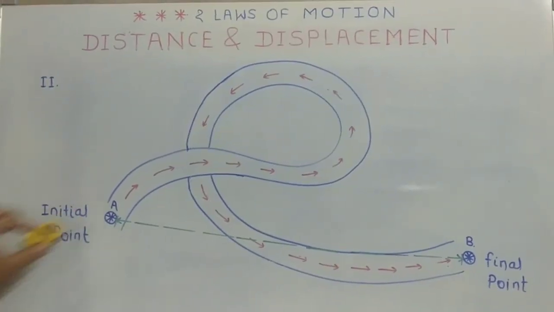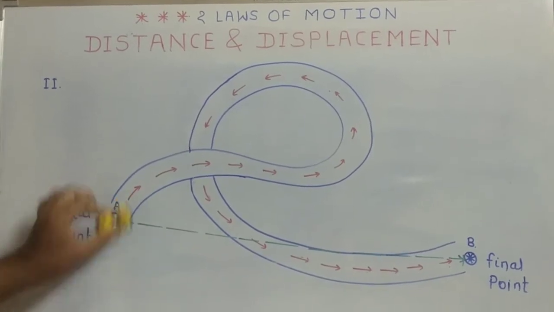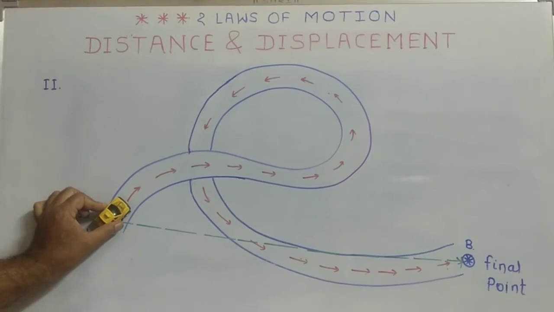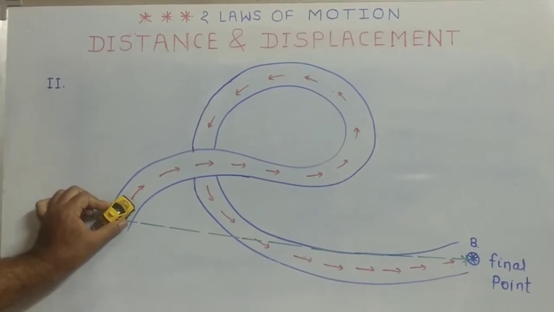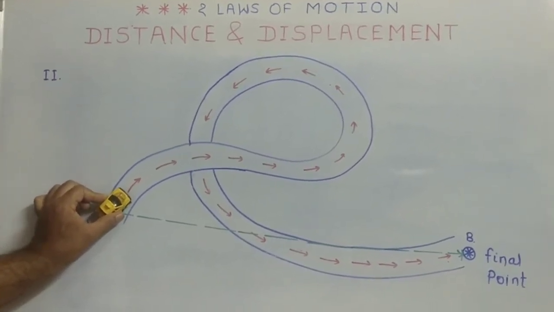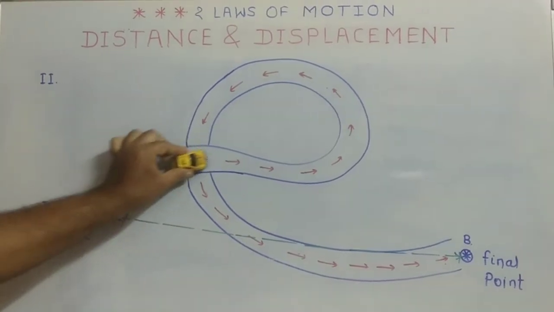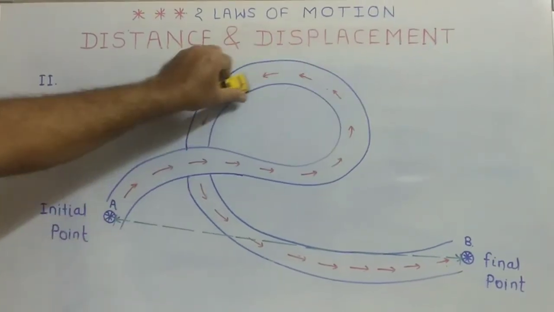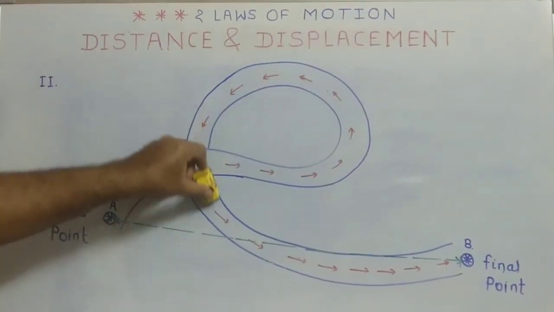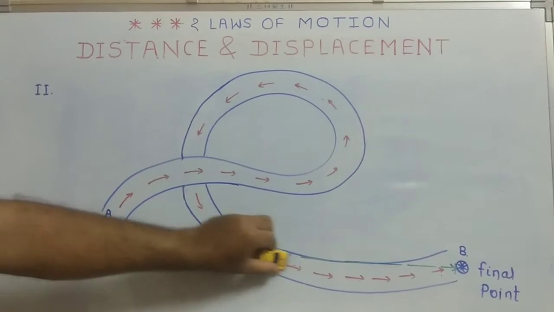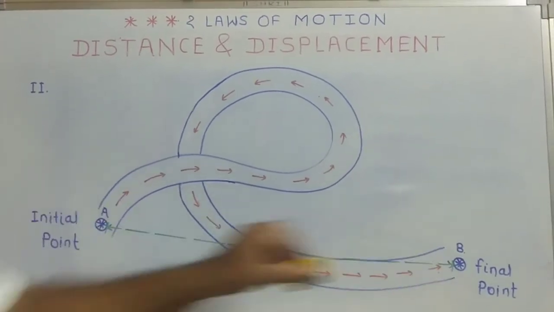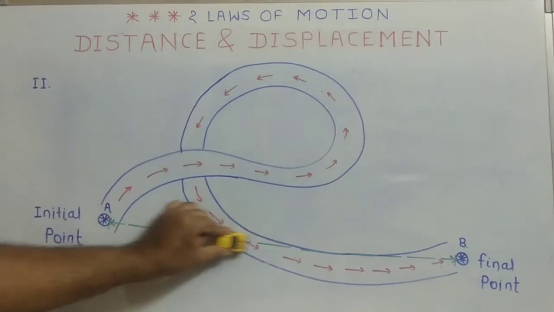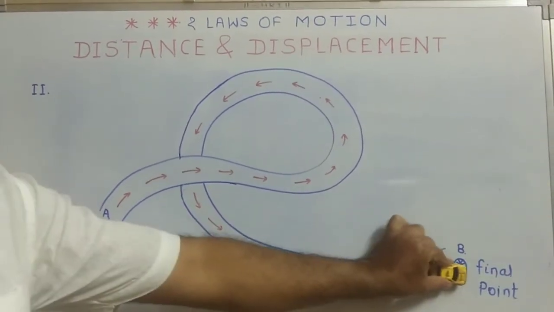Here, I have drawn a second figure. This is the initial point A. I have kept one car here. This car has to reach the final point B. It has two paths. This car can move via this path and reach the destination. Again, there is a second path. Which is that second path? It can move along a straight line.